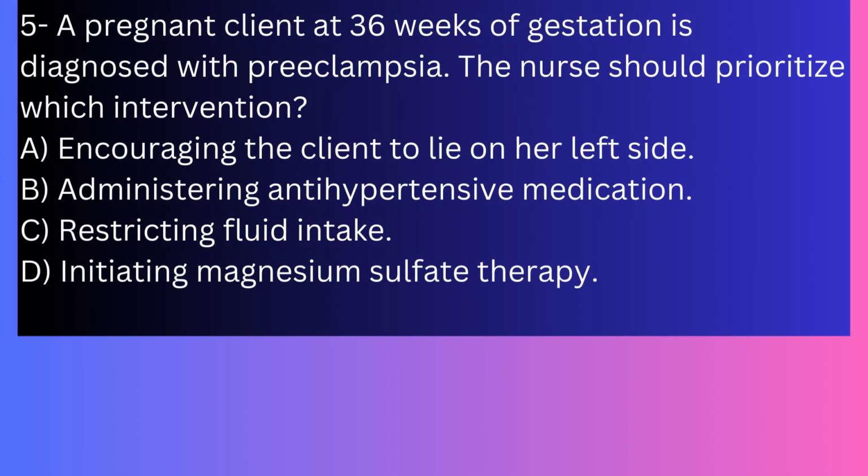Question number 5. A pregnant client at 36 weeks of gestation is diagnosed with preeclampsia. The nurse should prioritize which intervention? A. Encouraging the client to lie on her left side. B. Administering antihypertensive medication. C. Restricting fluid intake. D. Initiating magnesium sulfate therapy.